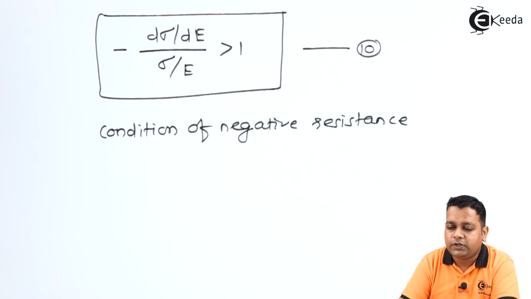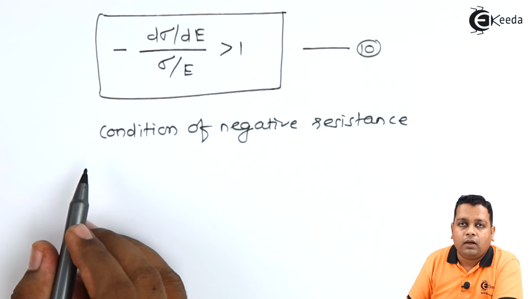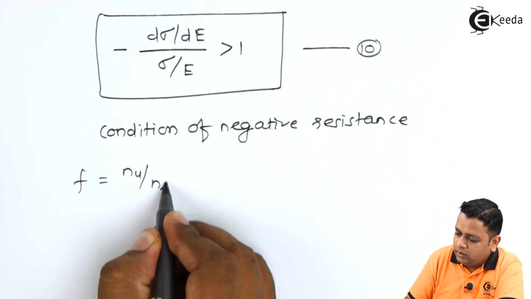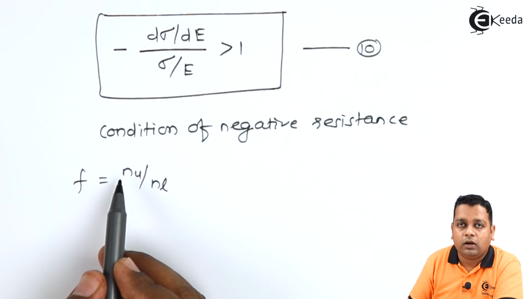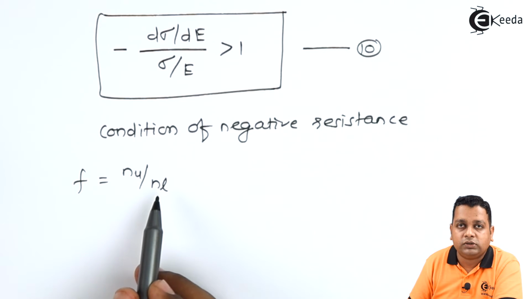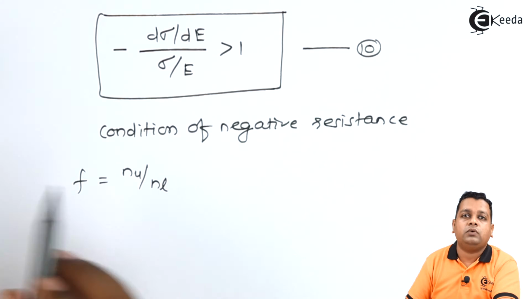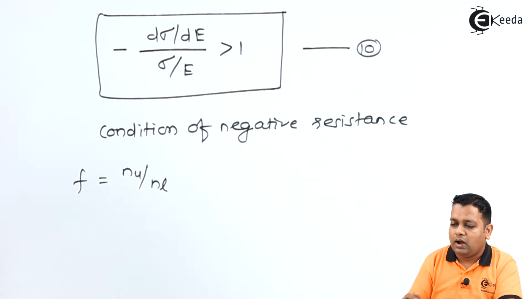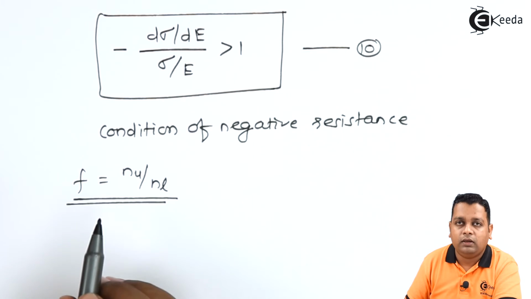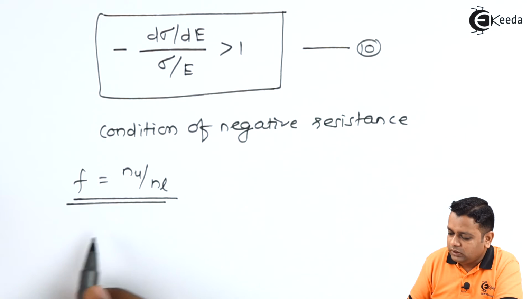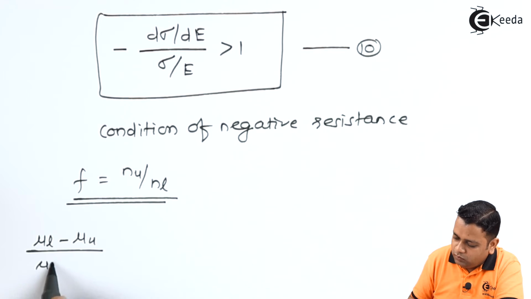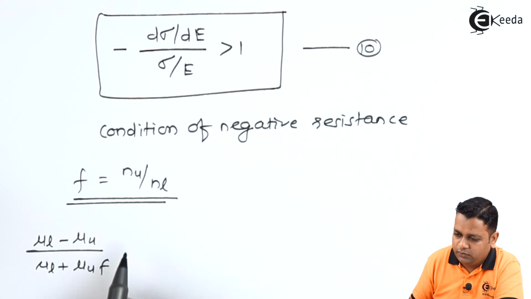Now we can make substitution of equation number 2, along with the representation of F as the ratio of N_U by N_L. So the concentration of electrons in the upper valley divided by the concentration of electrons in the lower valley will give us the frequency of oscillation. How many electrons have shifted from the lower valley to the upper valley? That will decide the oscillation frequency, and taking into consideration F, we can express the oscillation condition as (mu L minus mu U) divided by (mu L added with mu U) into F.